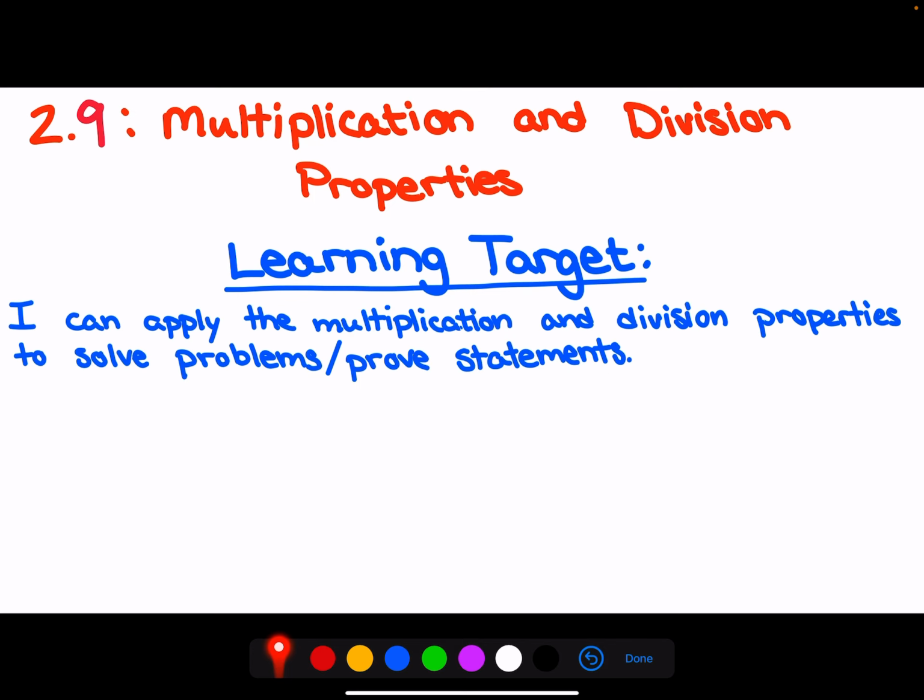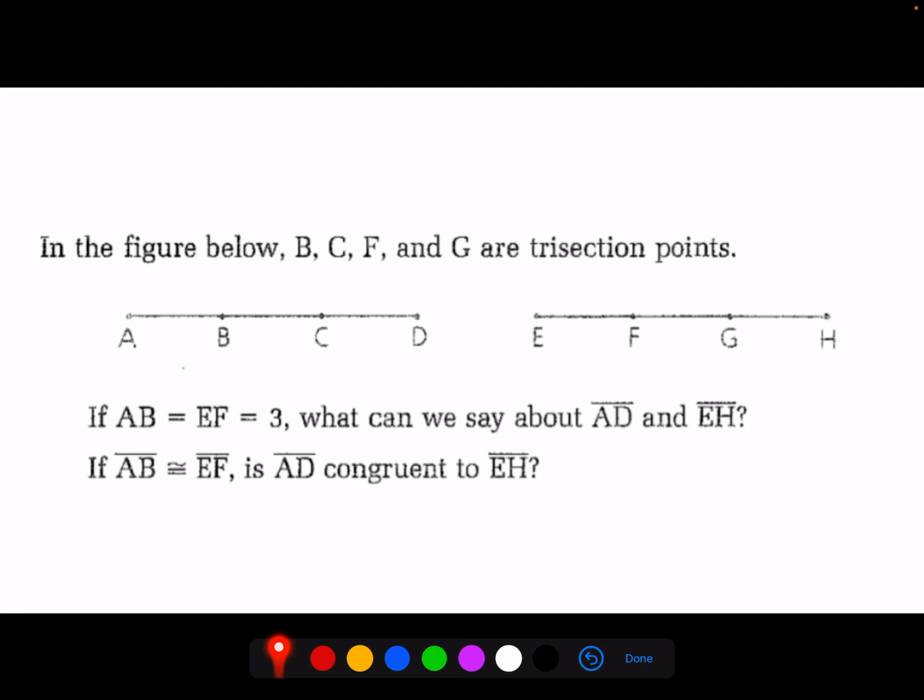So again, today we're covering 2.9 multiplication and division properties. Our learning target is I can apply the multiplication and division properties to solve problems and prove statements. So we're going to be doing quite a few proofs today. But these are going to be very specific proofs. They're very similar to our addition and subtraction properties, but there are some key words in here today that will help us in solving these. So let's go ahead and get started.